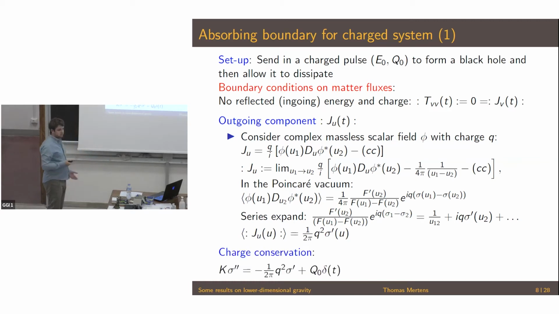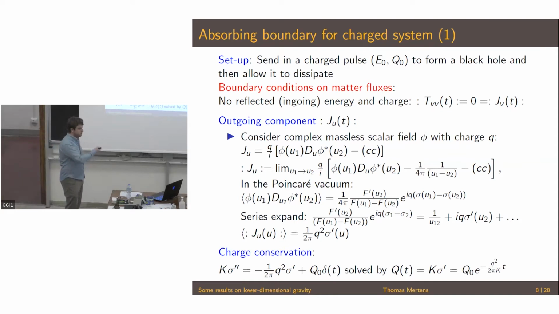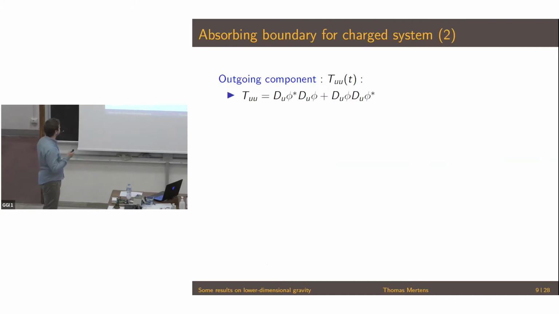Now, given this value of the quantum JU, you can insert it in the charge conservation equation. So K sigma double dot, the time derivative of the total charge in our system, is equal to minus this JU value plus the source term from our pulse. And again, this is solved by an exponentially decaying profile after an initial jump from the injected charge. So the charge dissipates exponentially from our system.